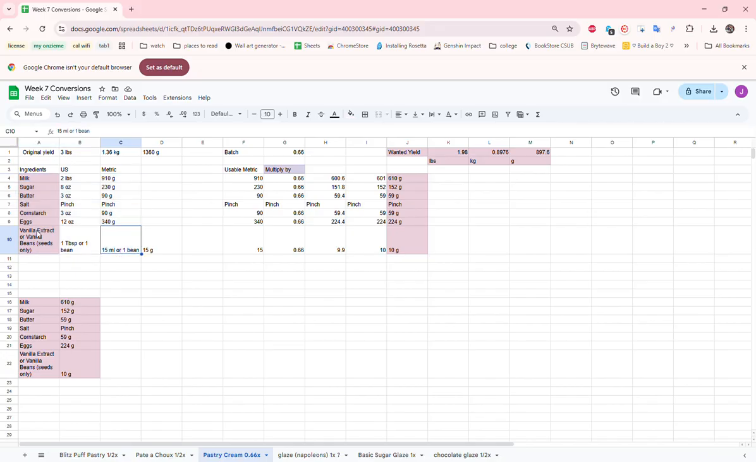But for the vanilla extract, which is 1 tablespoon, it gives us 15 milliliters for the metric. As you can see, I dropped everything that has to do with the bean and just kept the 15 milliliters, and I converted 15 milliliters to 15 grams because 1 milliliter is approximately 1 gram. So then we go to usable metric. 910 grams to 30 grams, 90 grams a pinch, and going all the way down.